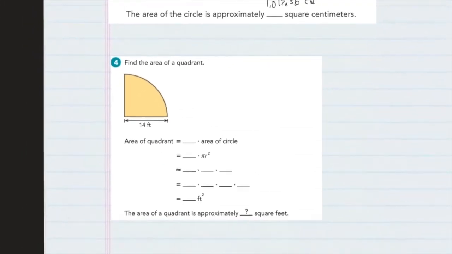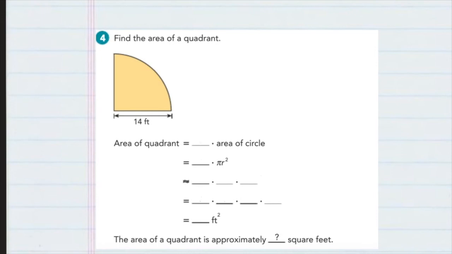The next problem is a little bit different. So we're finding the area of the quadrant. So now we're not given a whole circle, we're given part of a circle, right? So think of a circle, okay? You can also think of a coordinate plane. She's done this with graphing. Quad typically means four. So there are four parts.